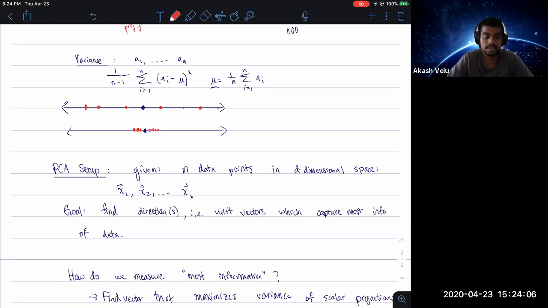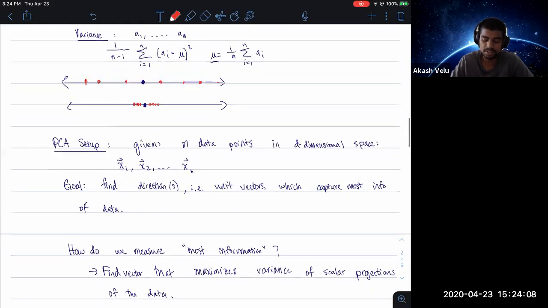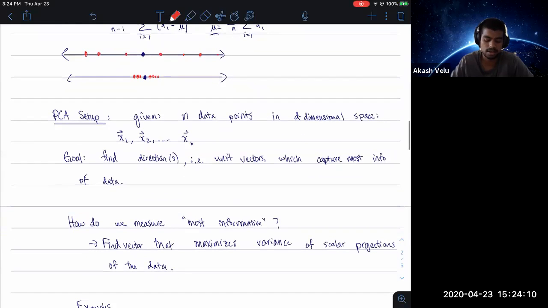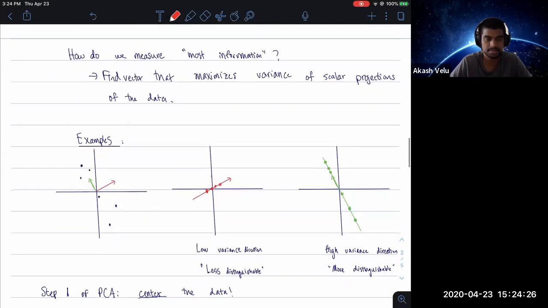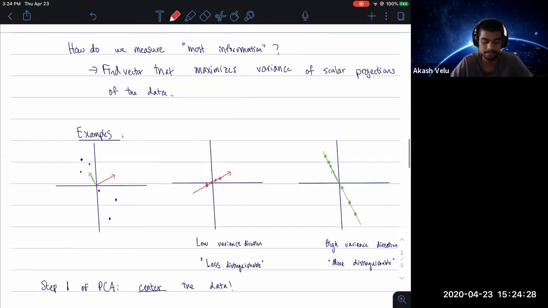All right, the second thing that we need to formalize is what we mean by most information. What we mean by that is we want to find the vector that maximizes the variance of all the scalar projections of the data. So that's a lot of words and a lot of mathematical words. So let's look at some pictures because that's probably easier to analyze.